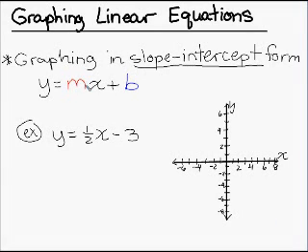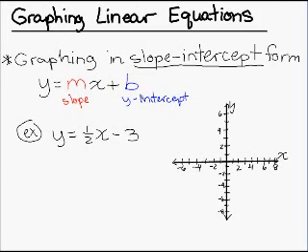This video is about graphing linear equations. There's two ways to graph linear equations. One way is when the equation is written in slope-intercept form. That's y equals mx plus b. In this form, it's really easy because the m stands for the slope and the b stands for the y-intercept, which is why it's called slope-intercept form.